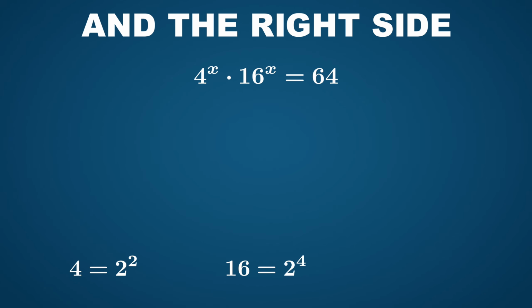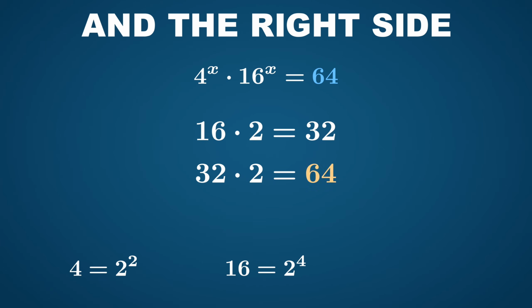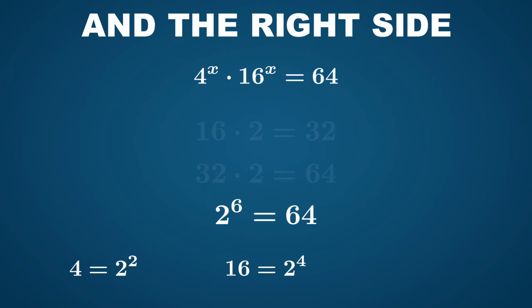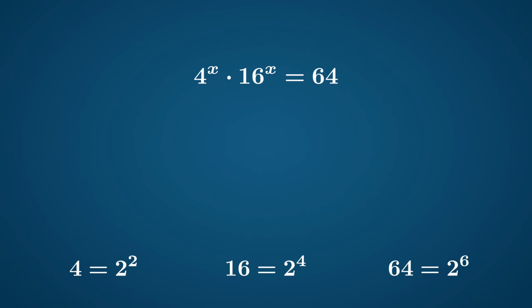Finally, we must look at the constant on the right side. The number 64 can also be written as a power of 2. We know that 16 multiplied by 2 equals 32. Multiplying 32 by 2 gives us exactly 64. This means that 2 to the 6th power equals 64. We replace 64 with 2 raised to the 6th power.